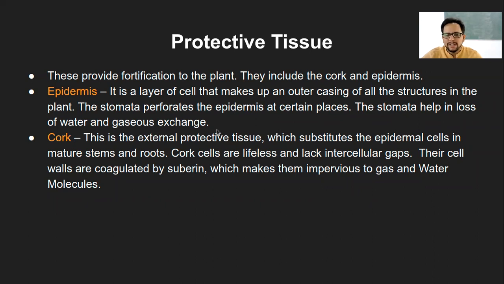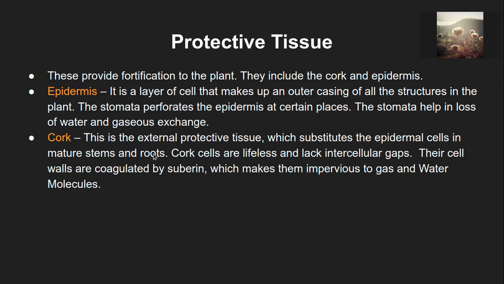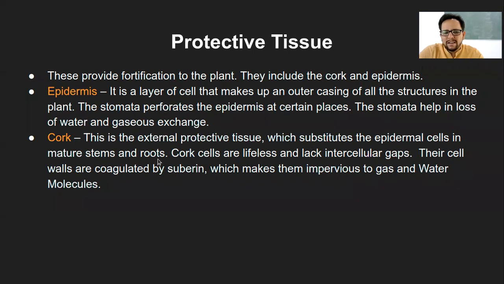The second protective tissue that we are going to look at is the cork. Cork is actually a substitute for epidermal cells in the mature stems and roots. You know bark and cork are kind of similar tissue, right? When the epidermal cells grow very old in the outermost layer of the stem and the roots, it starts forming a dead layer of cells, and that is what is called cork.